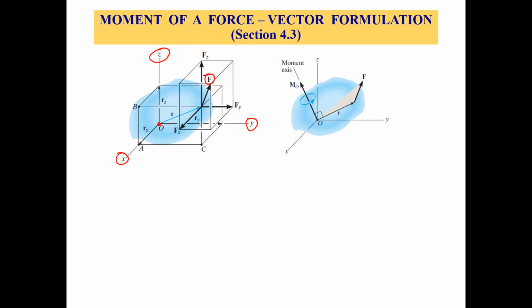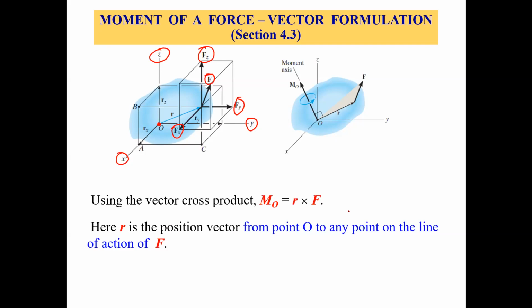Now we can resolve this force F into three components: Fx, Fy, Fz, along the x, y, and z directions. Now we want to find the moment at point O. So we can find the moment of all these components, Fx, Fy, and Fz, at point O. Using the vector cross product, how do we use this cross product in our vector formulation of the moment?